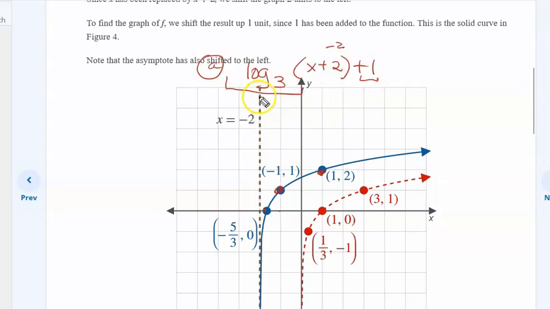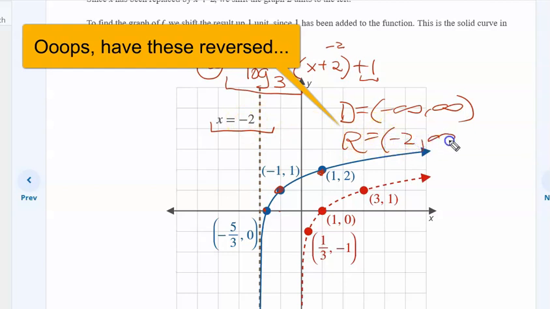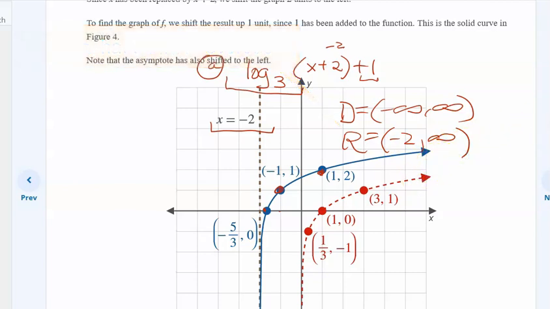Now, we have a new vertical asymptote, which is now going to be x is equal to -2. So when we do our domain and range, domain is going to be, again, -infinity to +infinity. And the range will now be, it never reaches -2, but goes to +infinity. All right, that's the first one. We'll do the others in the same way.